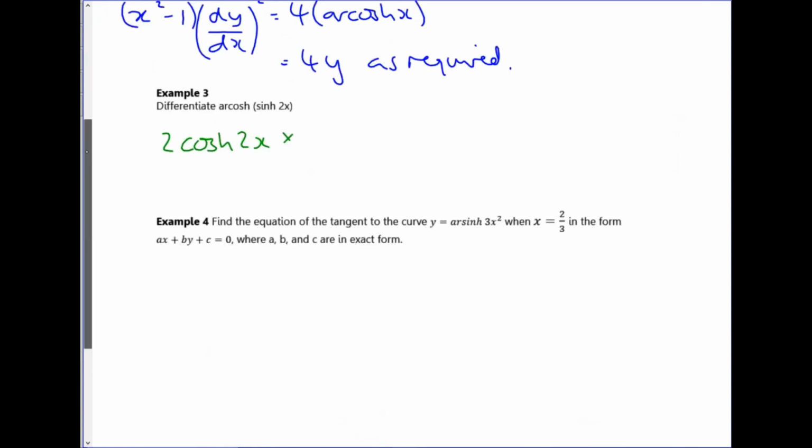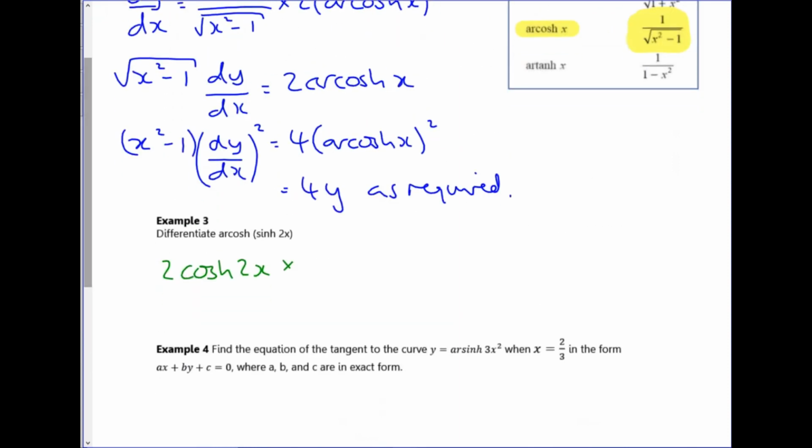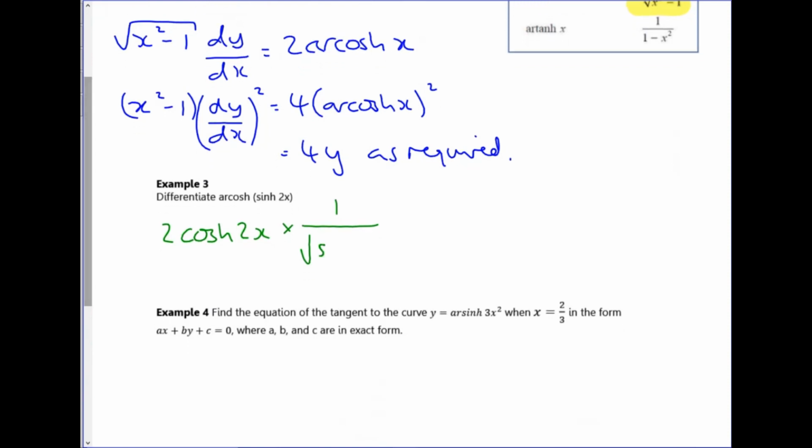Then I've got to differentiate the outside function. So using the result for arcosh again from the formula sheet, that's 1 over root x squared minus 1, but instead of x here, I've got sinh 2x. So I replace x with sinh 2x. So sinh squared 2x minus 1.